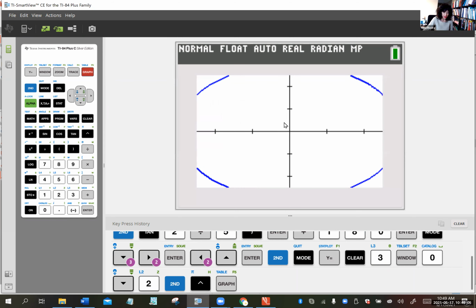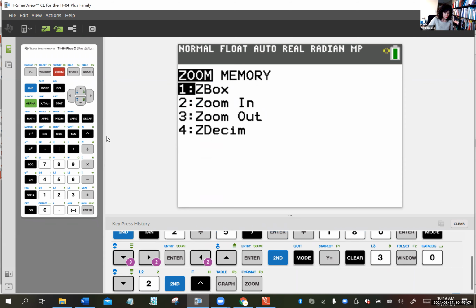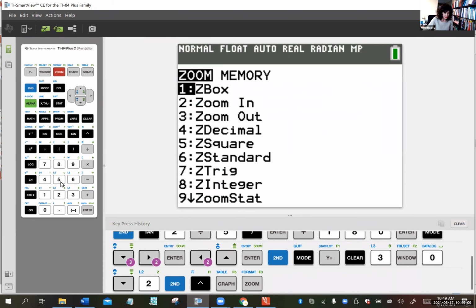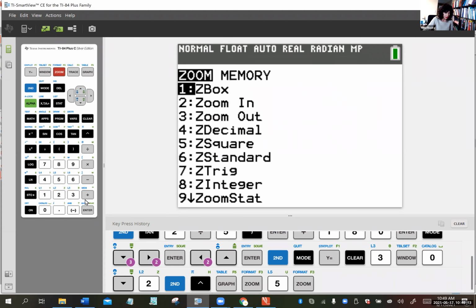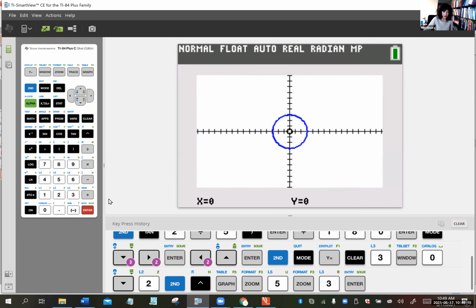When I hit graph, it doesn't look like a circle. Let me do zoom square so you can see better, and let me zoom out too, because it looks kind of yucky. So there's my circle. And you see it's the set of all points that are 3 units away from the pole. Pretty cool.